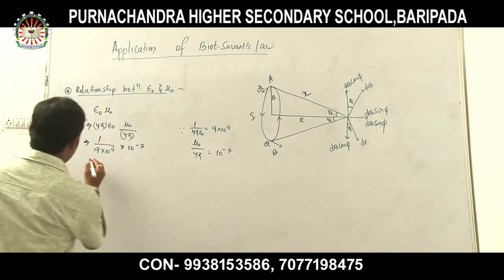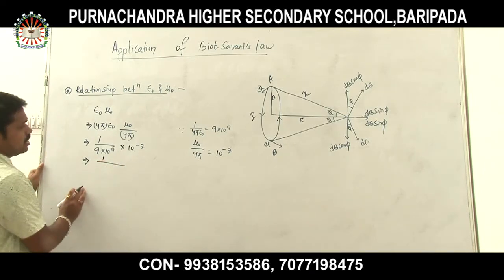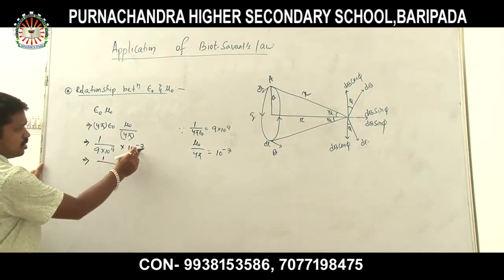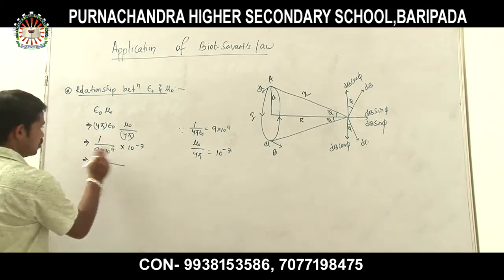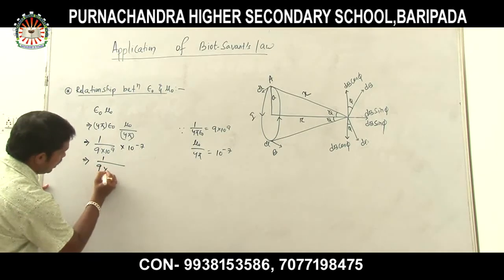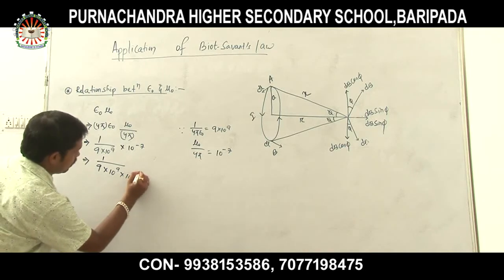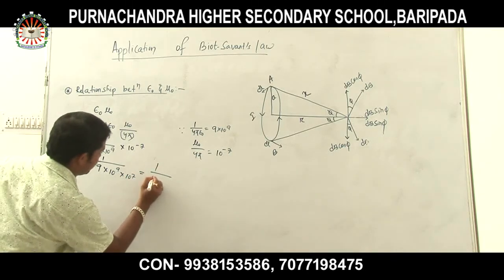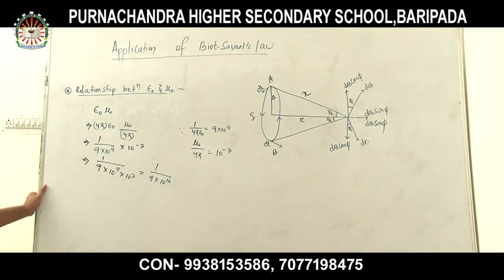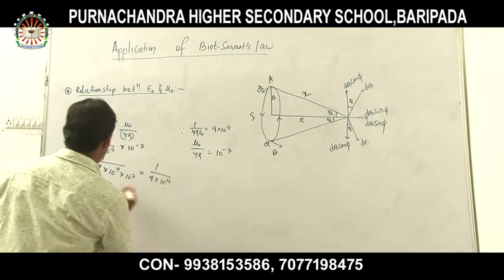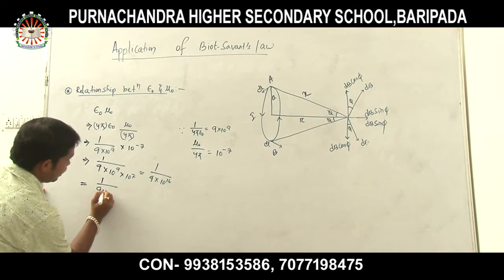Clear to all of you? So now that is equal to, so let us keep this 10 to the power minus 7 in the denominator. Then what will I get? 9 into 10 to the power 9 into 10 to the power 7. So that is equal to 1 divided by 9 into 10 to the power 16. Clear? Okay. So now that is equal to 1 divided by 9.